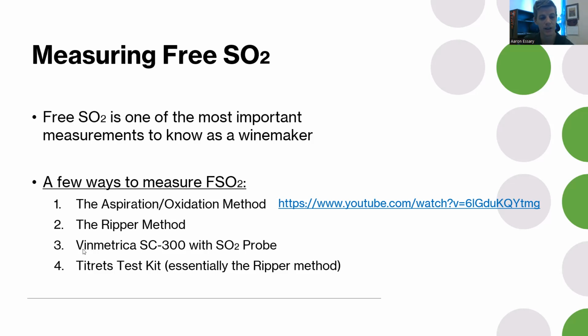If you have a Vinmetrica, the Vinmetrica SC300 has an SO2 attachment probe that will measure SO2. I think the SC300s are phenomenal, they're specific tools for winemaking. The Vinmetrica can do a lot of things, and measuring free SO2 is one thing it can do. So if you have a Vinmetrica, just use your SO2 probe and you'll get an SO2 number. And then there are titrate test kits, which are little vials used to measure SO2. It's essentially the Ripper method. I'll get to that here in a minute.